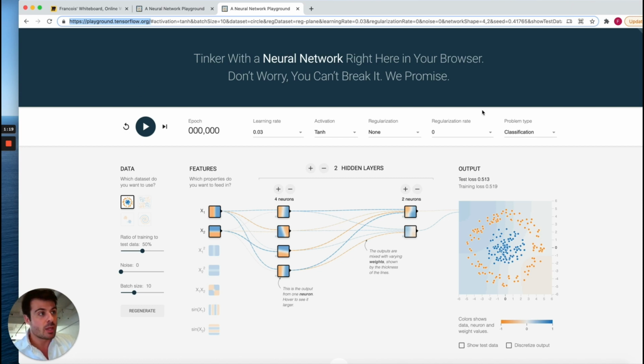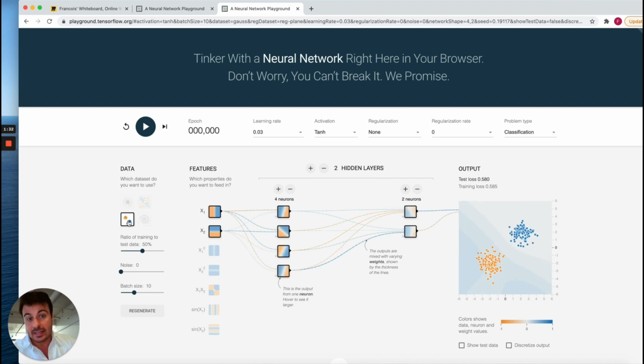I'm going to explain every single part of this dashboard so that you understand what's going on. So the first thing we're going to do is pick classification. I think classification is better for this example. And you can see that there are all these different types of data problems that we can solve. We're going to solve this one at first because it's the easiest.